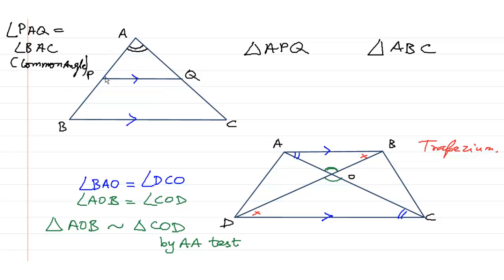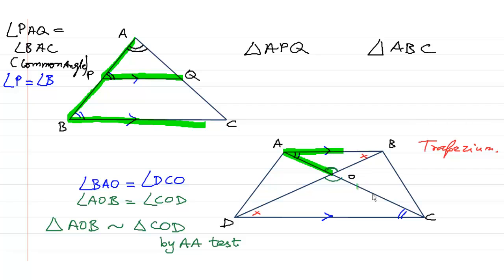And since PQ is parallel to BC, angle P is equal to angle B because they form an F shape. So here it is, F shape. This is angle P and this is angle B. They form an F shape, like over here we had the Z shape. This angle A and this angle C form the Z shape and they were alternate. So remember, F shape means corresponding angles.